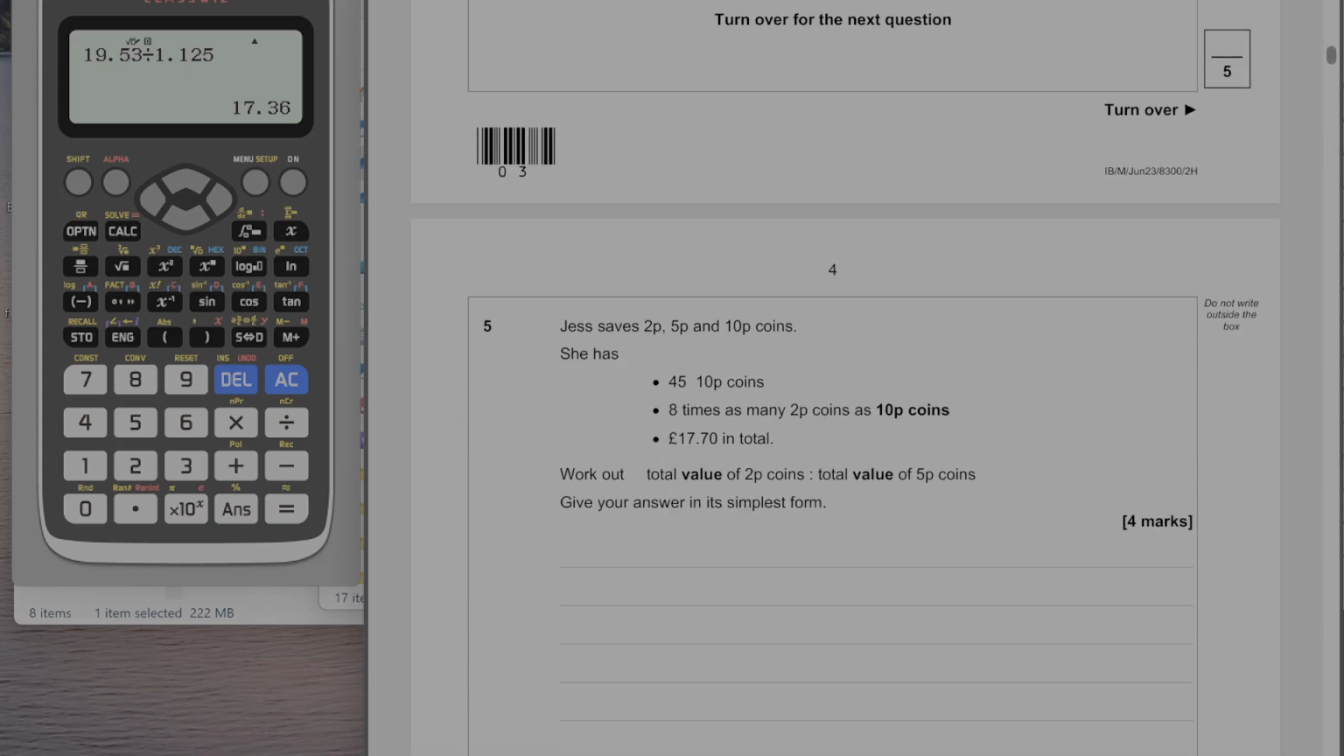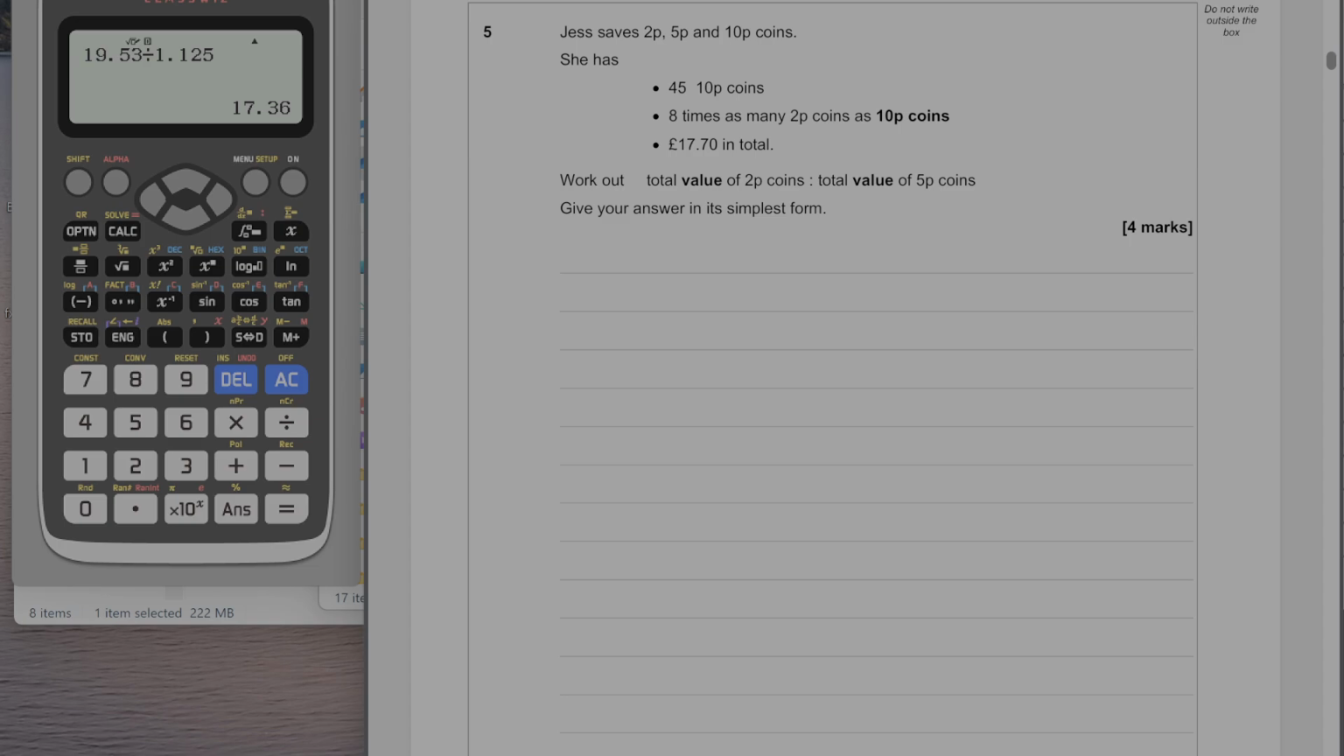Okay, question 5. Jess saves 2p, 5p, 10p coins. She has 45 10p coins, 8 times as many 2p coins as 10p coins in bold.